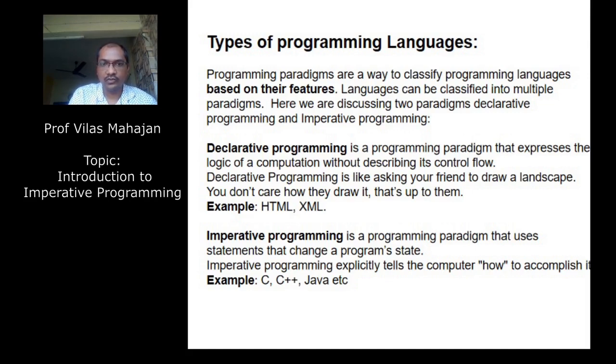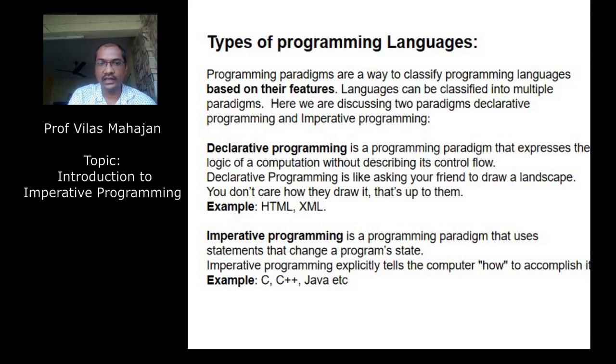The second one is imperative programming. It is a programming paradigm that uses statements that change a program state. Program state means here we can use some variables. A variable is nothing but a place where we can store data, and that can be changed while the program is in execution. Imperative programming explicitly tells the computer how to accomplish its particular task.